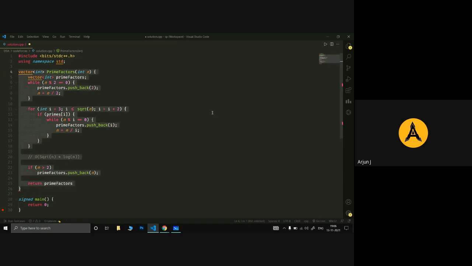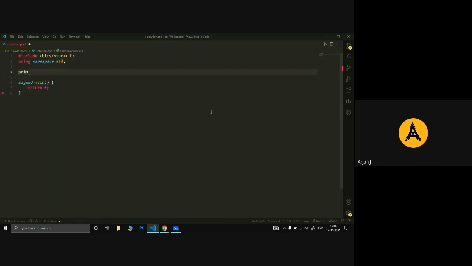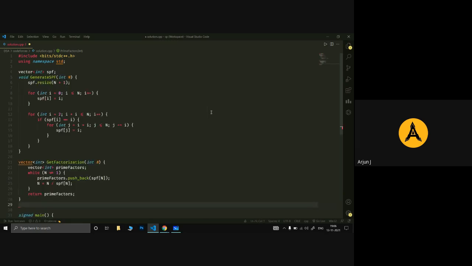So the next possible approach is based on the prime sieve that we discussed earlier. Here I'm maintaining a vector known as smallest prime factor, in short form SPF. First, this function is called generate all smallest prime factors. First I'm going to resize this to n plus 1, as we did in the prime sieve. And for i equals 0, i less than or equal to n, i plus plus.